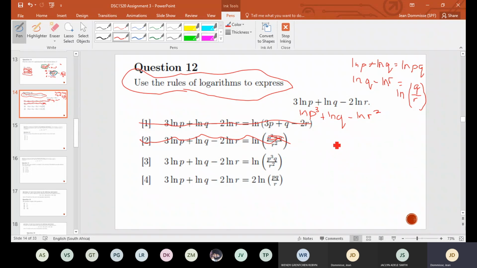Okay. So if we have that, then we can say, ln p to the power of 3 plus ln q, and then minus ln r squared, so we know that. So it is divided by the r squared, and it is basically that whole thing. Okay, and then we can look at the options, and then it is option 3.